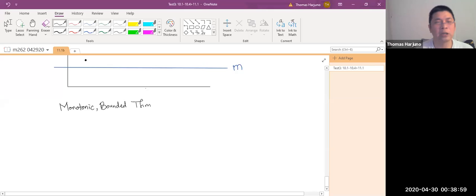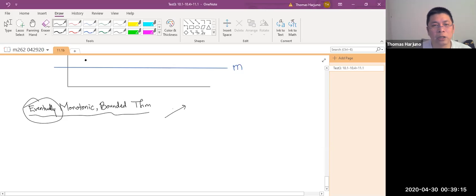What we need is eventually. What we need is eventually monotonic and bounded. So as long as it is eventually increasing and eventually bounded above, then it is convergent. If it is eventually decreasing and eventually bounded below, that's convergent.